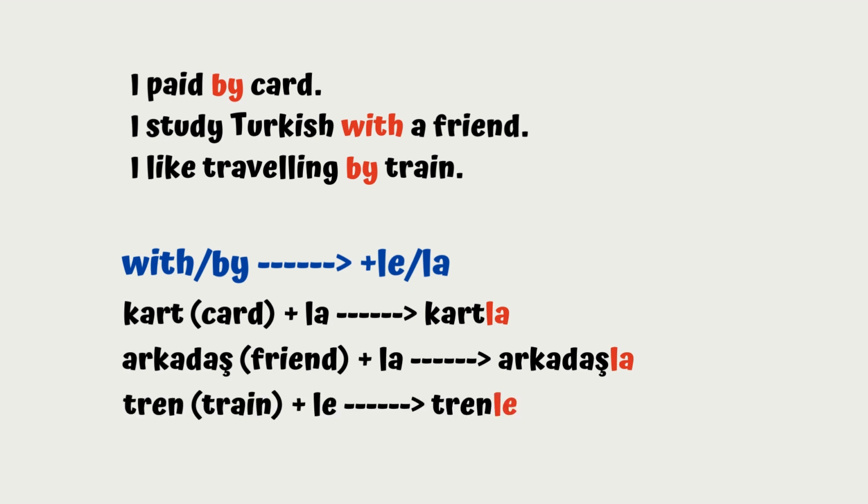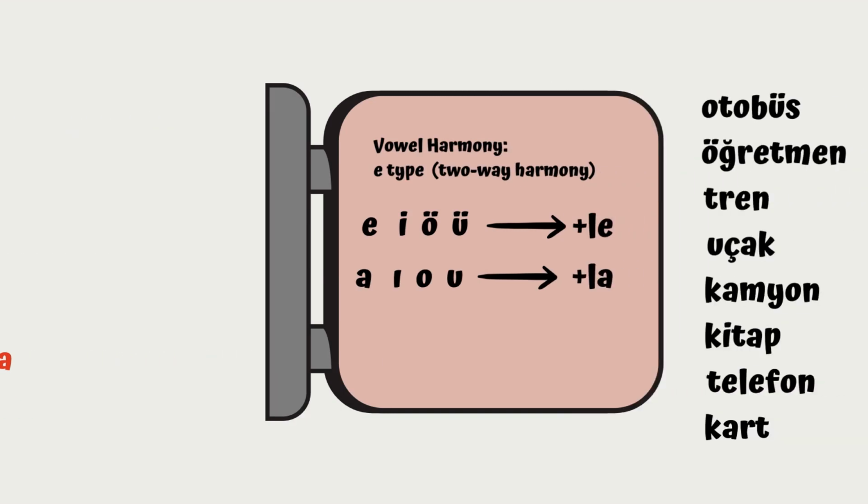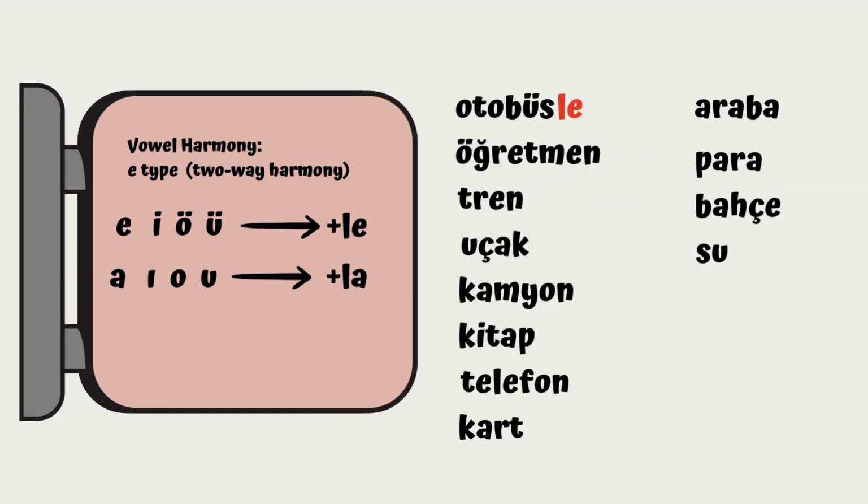So it means with or by and sometimes and. But we're not going to cover that. So let's take a look at these examples. Otobüsle, öğretmenle, trenle, uçakla, kamyonla, kitapla, telefonla, kartla.